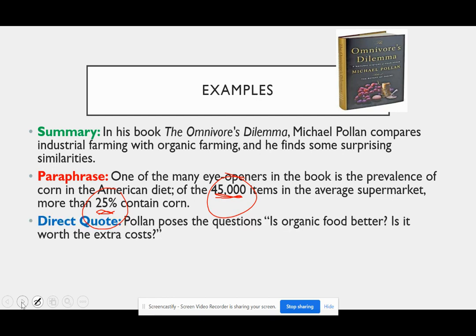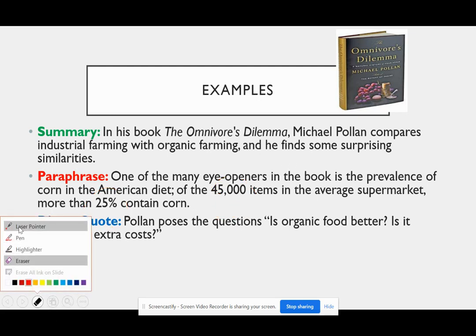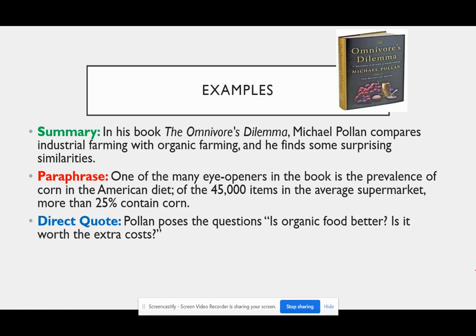My explanation. Okay, so this would be a direct quote from the book. Direct quote from the book. Pollan poses the questions, and we can tell where the quote is beginning and where it is ending because I've put quotation marks both before and after. You want to make sure it's on both sides of the quote. Otherwise, it's kind of impossible to tell either where the quote starts or where it ends. "Is organic food better? Is it worth the extra costs?"